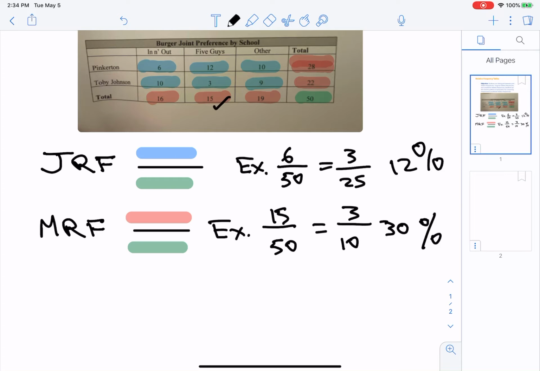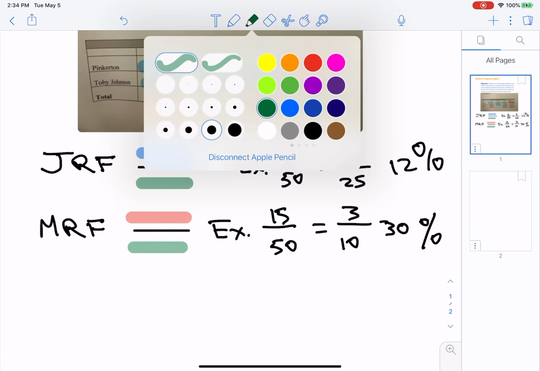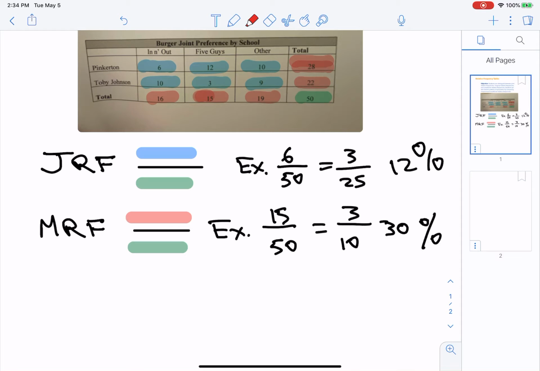You can express these relative frequencies, by the way, as either fractions or as percents. Occasionally you see them expressed as a decimal. I'll get rid of that check mark there somehow. Bring back my red, because it's still a column total.